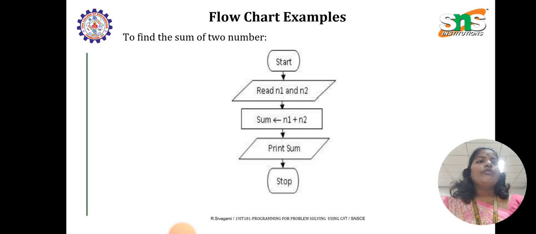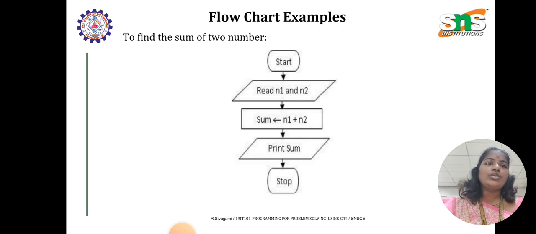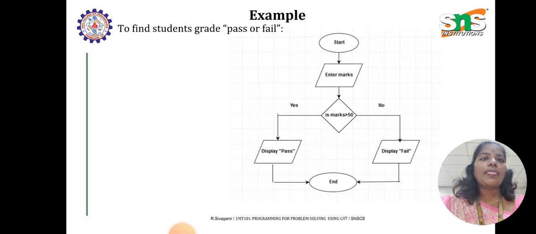Then flowchart example. Here we are going to find the sum of two numbers. First step is start. Then read the values of the variables, n1 and n2. Next is the calculation part: sum equal to n1 plus n2. Then print the sum value, then stop the execution. Here I give an example for a student's grade, whether the student passes or fails.